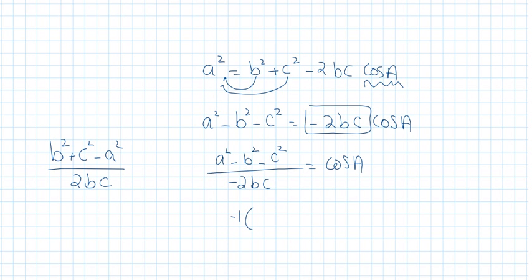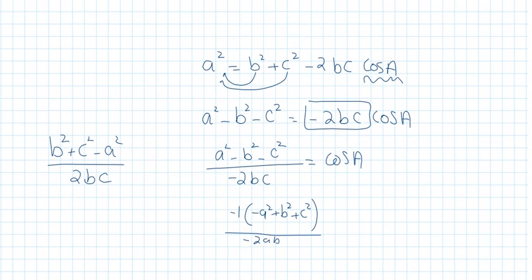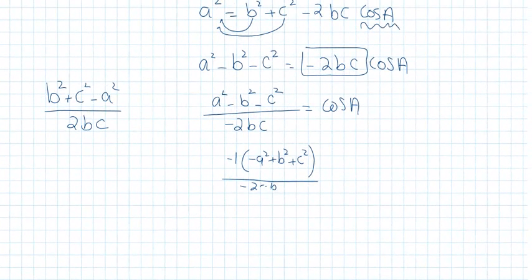Negative A squared plus B squared plus C squared over negative 2AB. And then I'll be left with B squared plus C squared minus A squared over 2BC. Okay? So this is how the isolation works. Again, you're going to be given the formula so you don't have to isolate every single time.